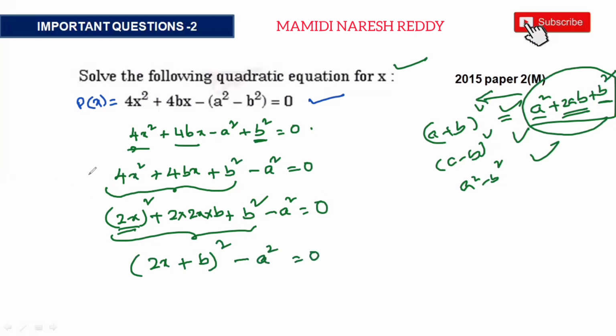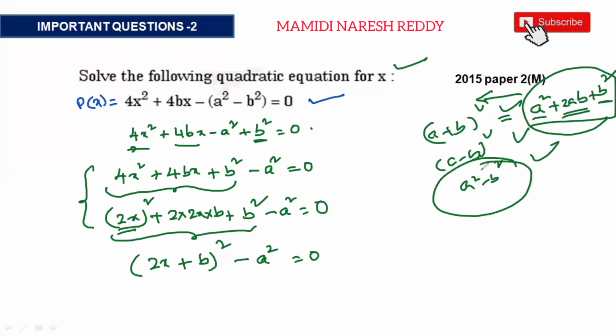I hope you understood, my dear friends. These two steps are the most important for solving this problem. Please kindly rewind the video and watch it once again if you don't understand. Right. Now, again in this step, (2x plus b) whole square minus a square.